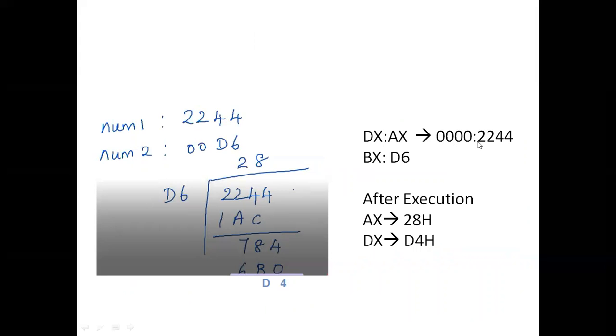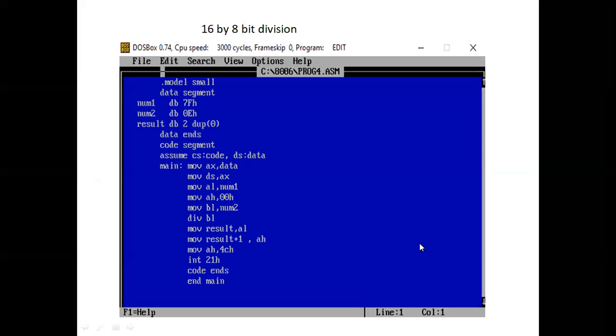Then AX is nothing but 2244, that is the example we have taken, and BX is 00D6. After the execution, AX will have 0028 and DX will have 00D4.